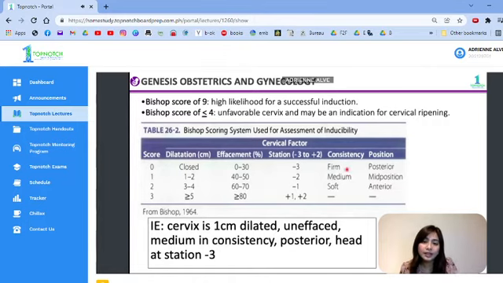So tatlo lang sila. 'Yung qualitative na cervical factors, tatlo lang 'yung pwede niyang description. So sa consistency, firm, medium, soft. Ang scoring mo, 0, 1, 2. So hanggang 2 lang siya. Wala kang 3 na score for your consistency. Same as for the other qualitative na cervical factor, which is your position: posterior, mid-position, anterior. So ito rin, 0, 1, 2 lang siya. Wala kang 3.